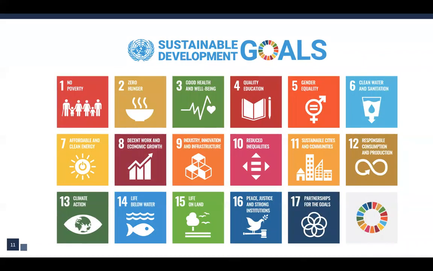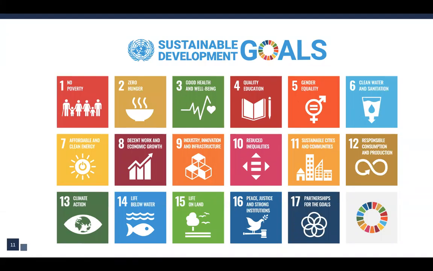The goals were passed by all 193 member states of the UN at the General Assembly in 2015, and they came into effect on January 1st, 2016. There are 17 goals. Beneath the goals, 169 more specific targets, and beneath the targets, 232 global indicators to measure our progress towards achieving the goals. They cover people, planet, prosperity, peace, and partnerships. It's a truly holistic and comprehensive agenda that leaves no one behind, and the goals are tremendously interconnected.